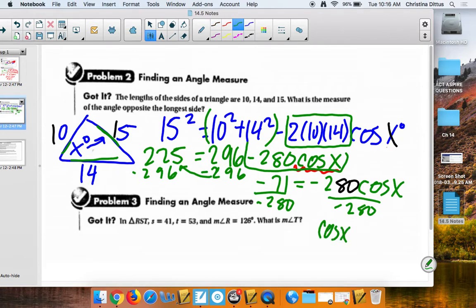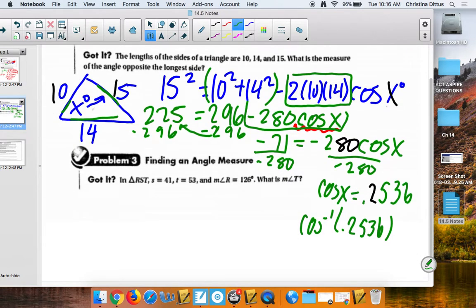If you put that in your calculator, what do we get? Give me 4 decimal spots. 0.2536. Okay, when I look for an angle, how do I get rid of the cosine? Inverse. So in your calculator, you are putting inverse cosine of 0.2536. Give me 1 decimal spot. 75.3.